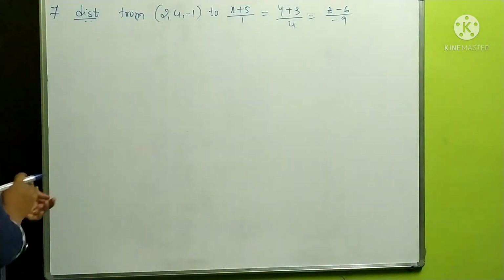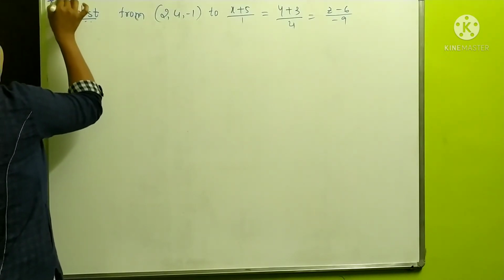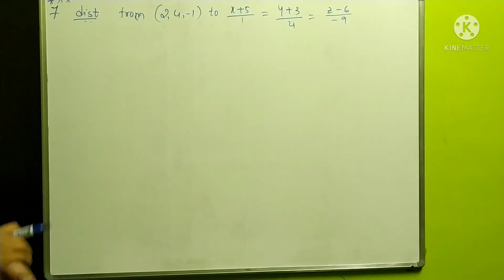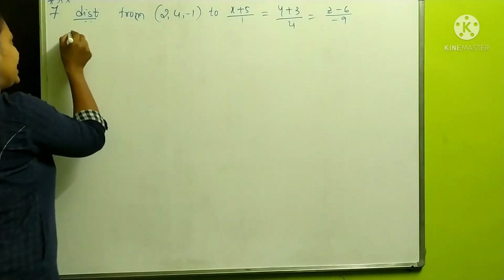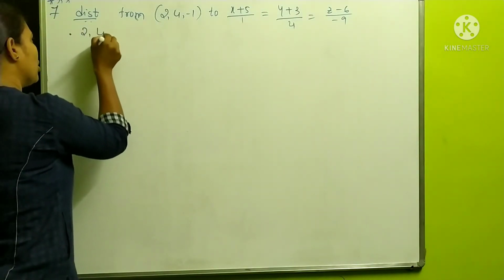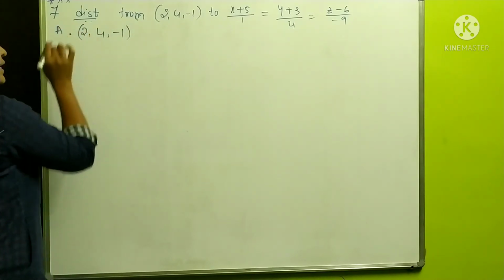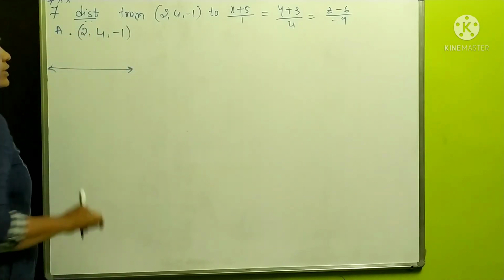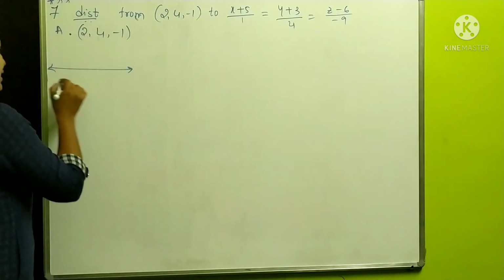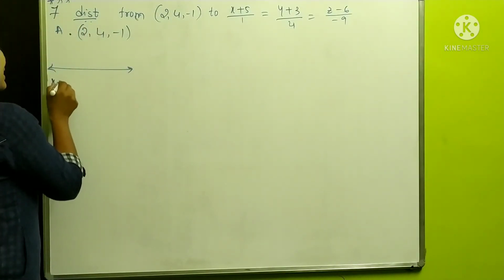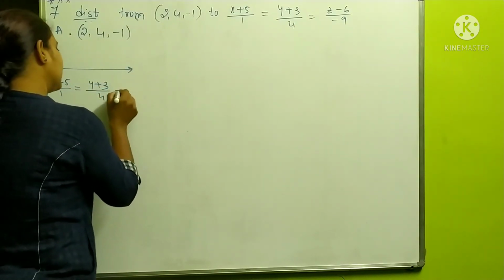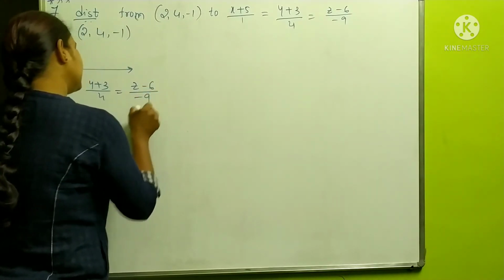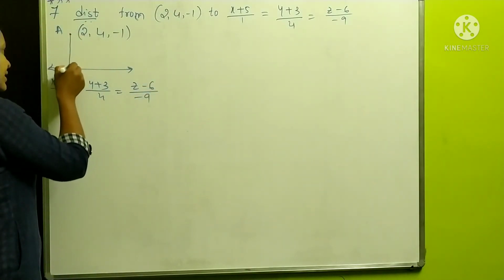Look at this question. This is most important because every year, before last year too, they are asking a question like this. That is, distance from a point to a line. Let me take the point here, that is 2, 4, minus 1. Let me name it as A. And this is the line they have given: x plus 5 by 1 is equal to y plus 3 by 4 is equal to z minus 6 by minus 9. They are asking you to find out this distance.